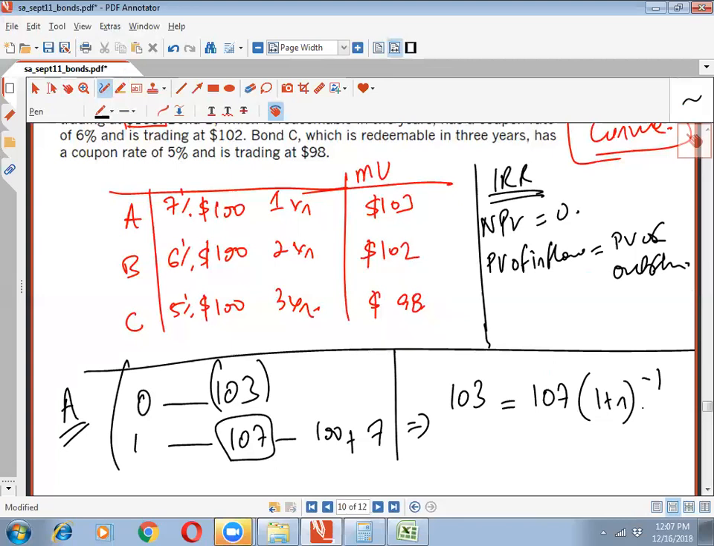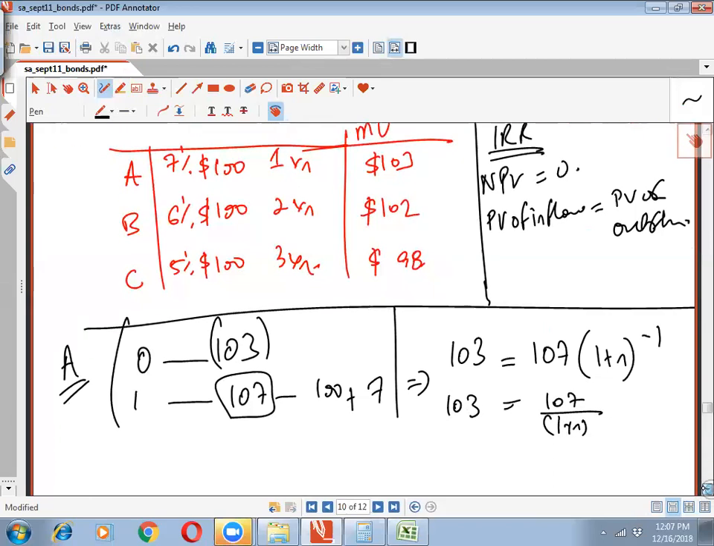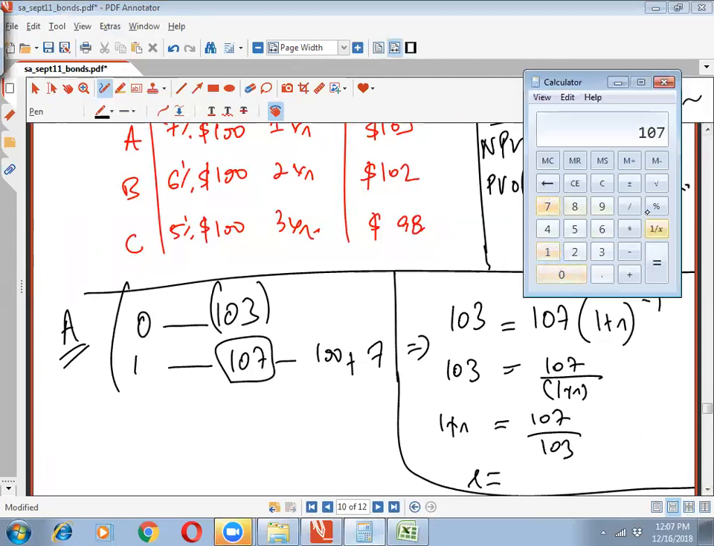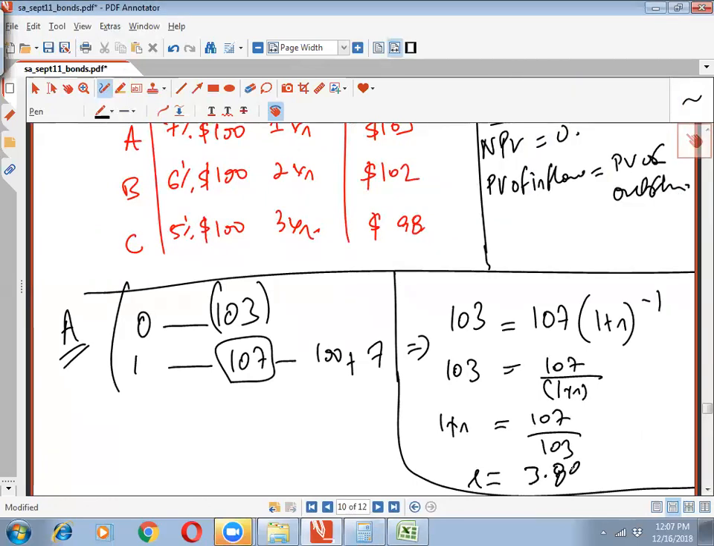Okay, so let's try to establish R using this whole formula. Let's say 103 is 107 divided by 1 plus R. Then 1 plus R is equivalent to 107 divided by 103. So how much is this R? It becomes 3.88%. So what have we done up till now? We've established the first year yield curve to be 3.88%.